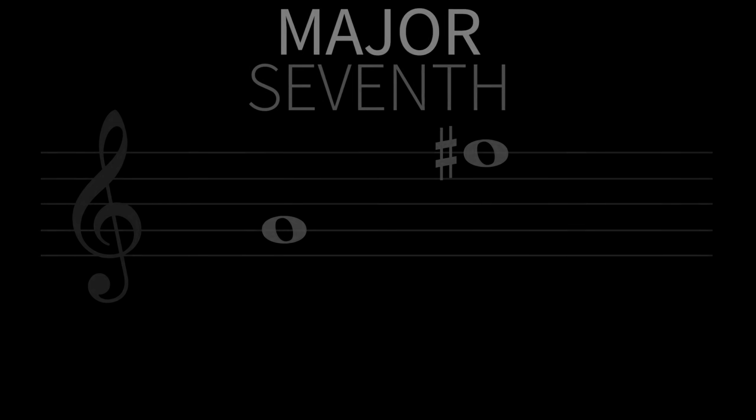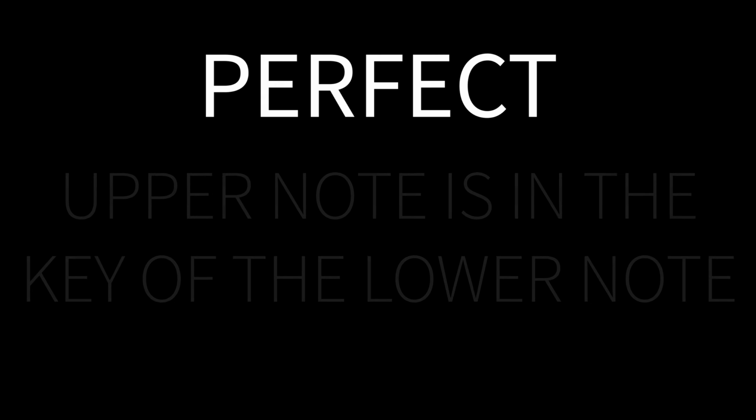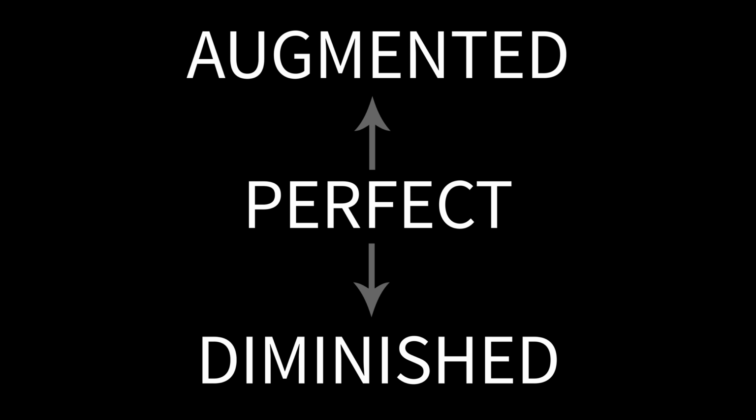And that's your procedure. First, you count alphabetically from the lower to the upper note of the interval, inclusively, and this gives us the interval number. Then we use the interval number to decide which of the two naming rules we apply. If the interval number is a unison, fourth, fifth, or octave, and the upper note of the interval is in the key of the lower note, we say the interval is perfect. A semitone higher, it's augmented. A semitone lower, it's diminished.